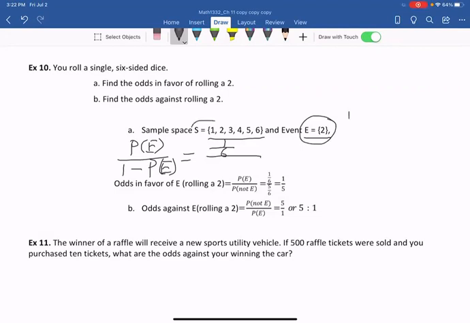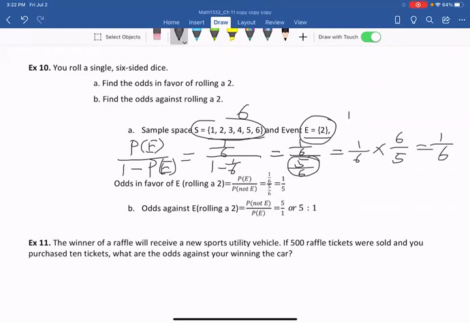The number of sample space is 6. So P of E equals 1 over 6. So the denominator is 1 minus 1 over 6, which equals 5 over 6. Then 1 over 6 divided by 5 over 6 equals 1 over 6 times, flip it if I want to make it on the top, 6 over 5, which equals 1 over 5.